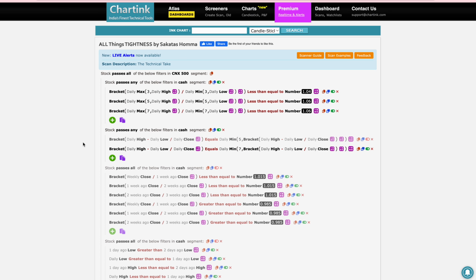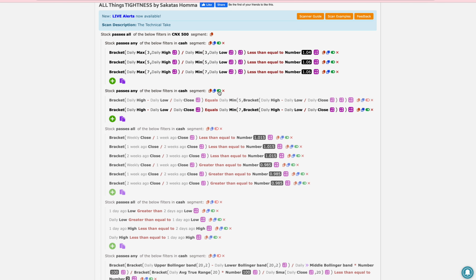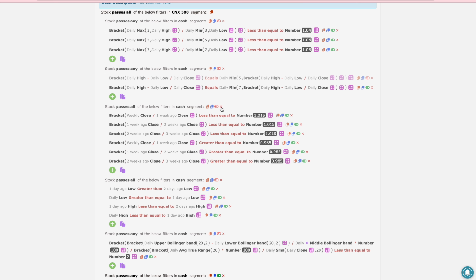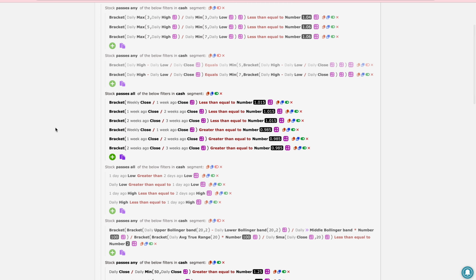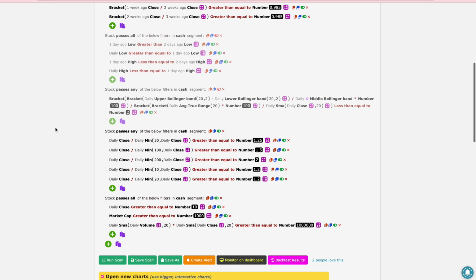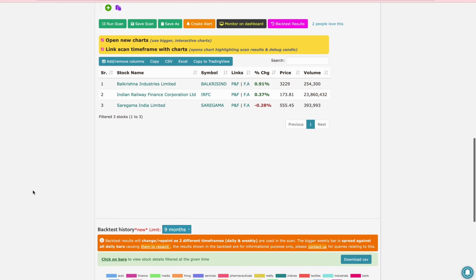Okay, let's go to scanner first. I'll close this and now we will go to weekly tight, 3 weeks tight. Okay, so basically 3 weeks tight, kya bol raha hai ki the weekly closing is within 1.5% of previous week's closing, and the previous week closing was within 1.5% of the previous to previous week's closing. Okay, this will be more clear when I run this scan and show you.